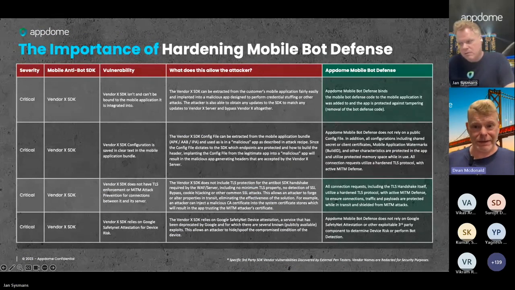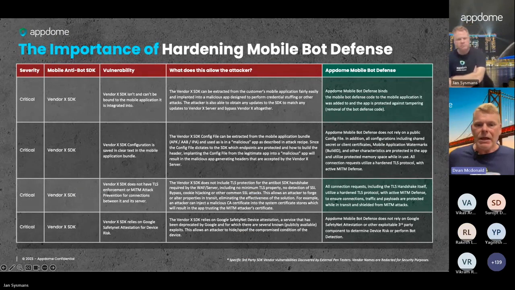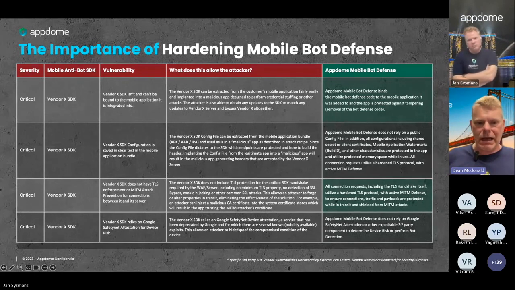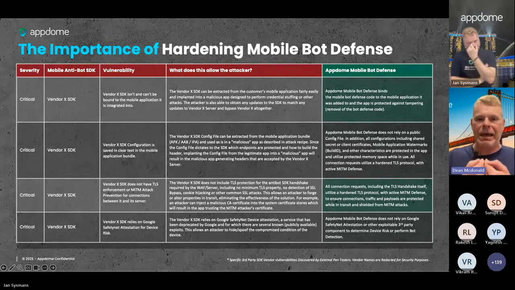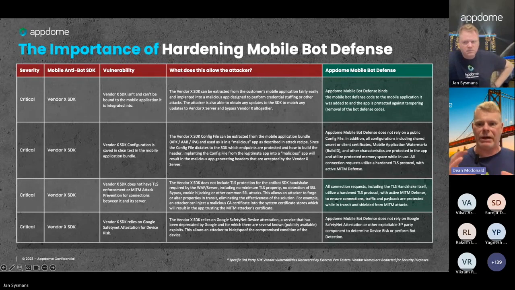Yeah, excellent question. There's a lot of words on this slide, so I will try to be as succinct as possible. The slide you're looking at has, in the second column, vendor X. We've had to remove the vendor name for obvious reasons. But what we're talking about here is a series of vulnerabilities, and these vulnerabilities weren't determined by us. These were external independent pen testers that uncovered these vulnerabilities with various SDK-based anti-bot solutions.